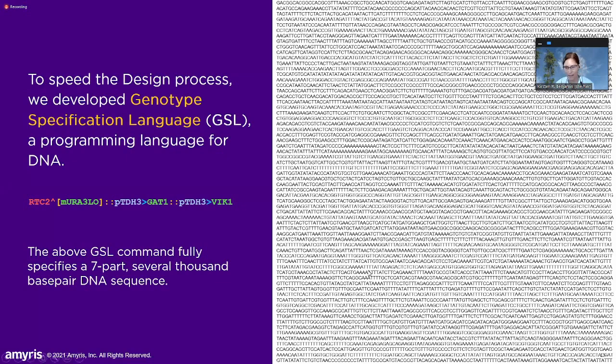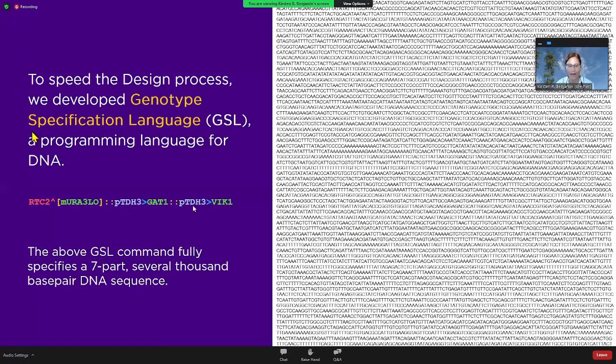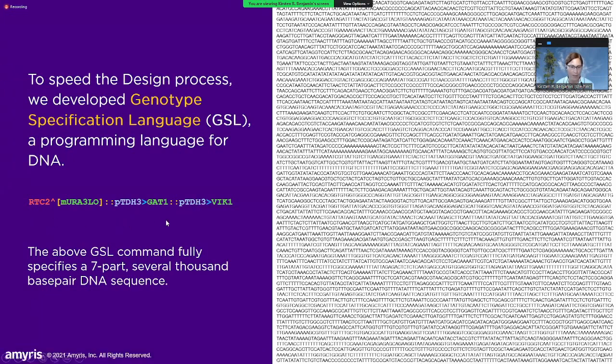After we've elucidated the desired route, we use a programming language for DNA that we've devised called Genotype Specification Language, or GSL, which can translate a higher order, abstract specification of a genotype, like that shown here in this colorful line in the middle of the left panel. It can translate this high order specification of a genotype into a detailed 7-part, several thousand base pair sequence like that shown on the right.